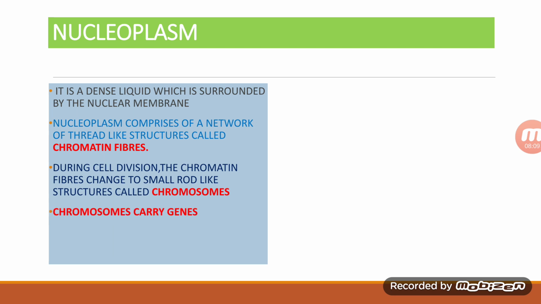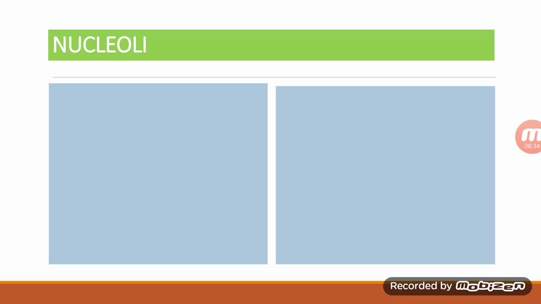And it is very important to know that chromosomes carry genes, and these genes help in the transmission of characters from parents to offspring. That means 50% of the genes you have received from your father and 50% from your mother. This is the reason why half of your characters resemble your mother and half of your characters resemble your father. Coming to nucleoli, these are small spherical bodies in the center of the nucleus, I told you.